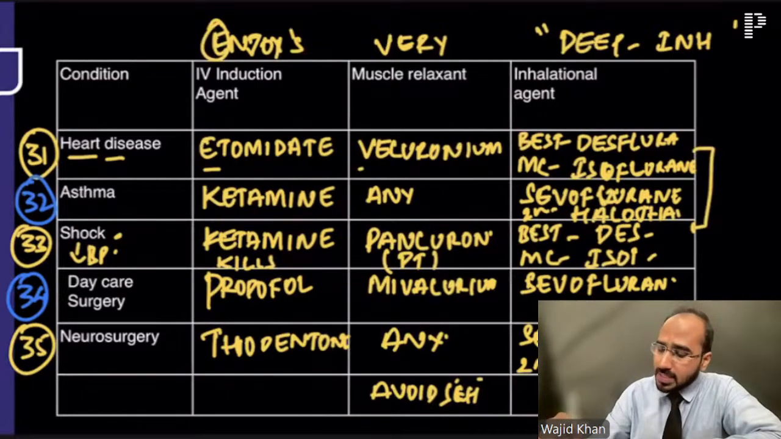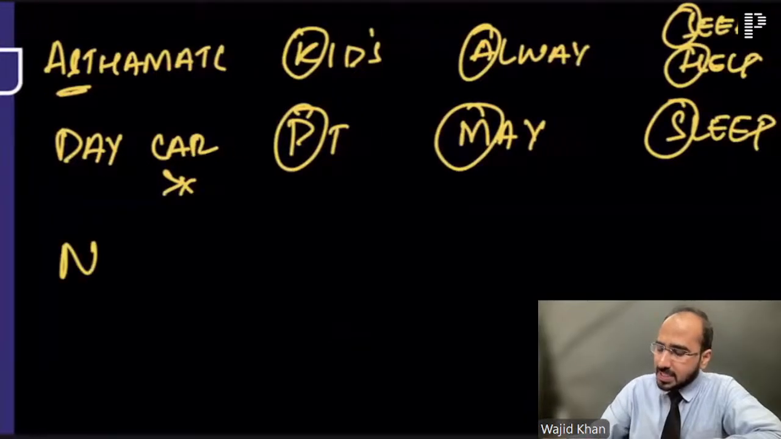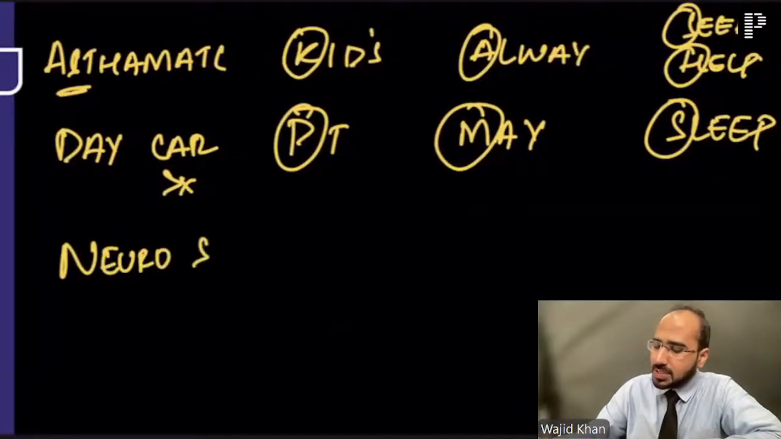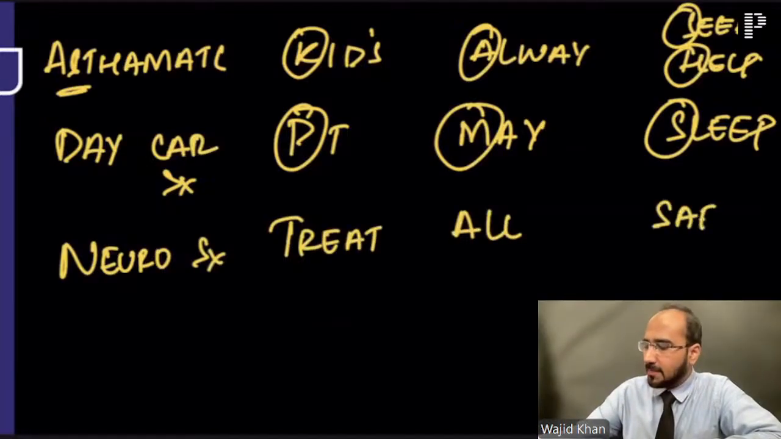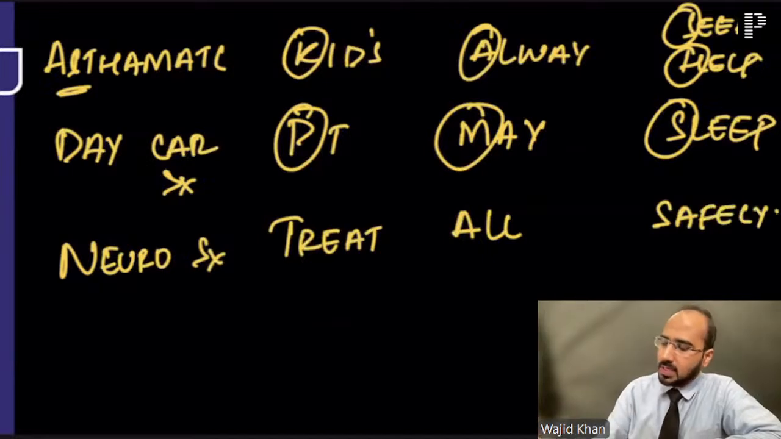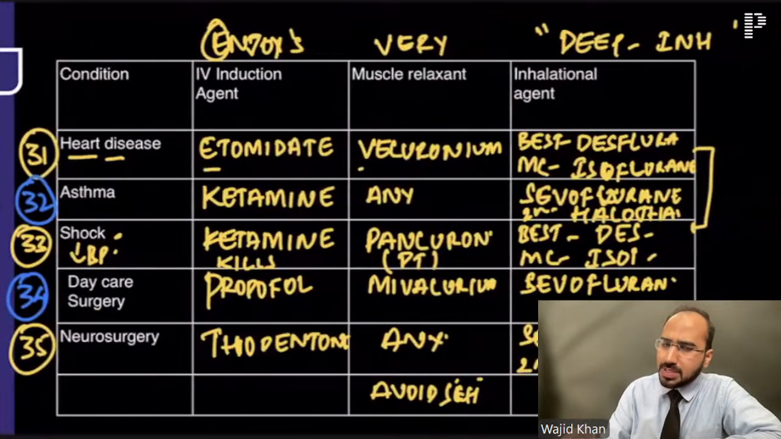So how do you need to remember this? Neurosurgeons treat all safely. Treat all safely means neurosurgery. Treat means T stands for thiopentone, right? A stands for any, and safely, S stands for sevoflurane.